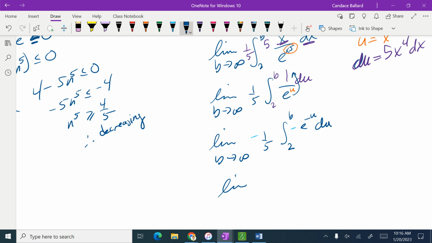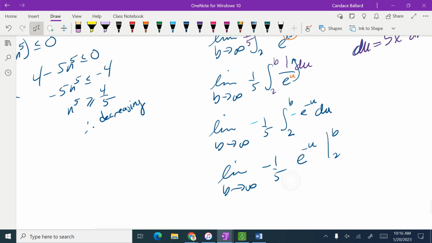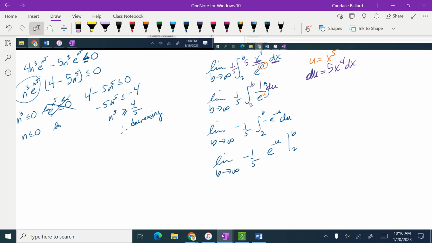All right, so you've got the limit as b approaches infinity, negative 1/5. When I integrate e to the negative u, what do I get? e to the negative u. I'm going from 2 to b, and I need to substitute my u back in, right? The one that we had originally. I'll let you catch up. Still doing really good on time. Okay, I'm going to move this back downstairs, and then I'm going to sub my u back in, and then we'll do the b thing, okay?